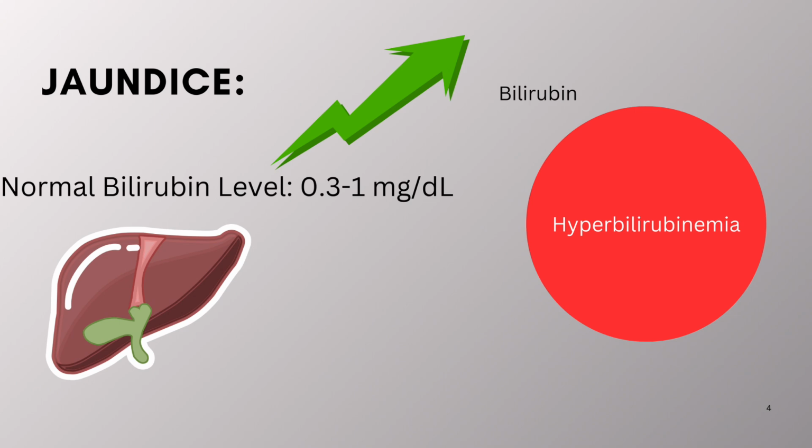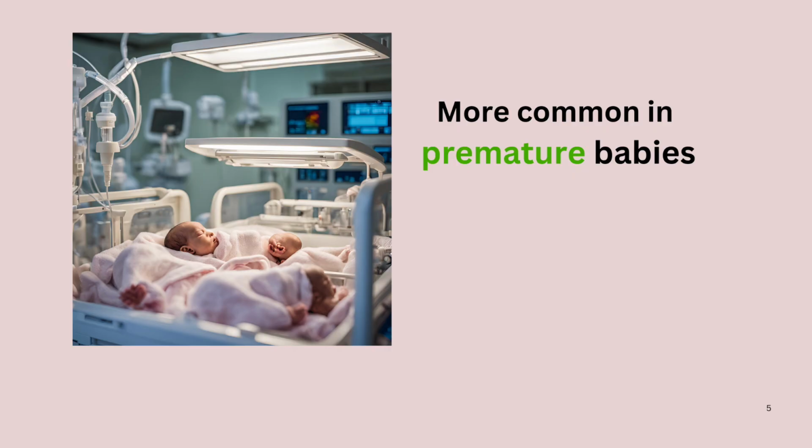Neonatal jaundice is a condition in which a newborn baby's skin and eyes appear yellow due to high levels of bilirubin in their blood. Neonatal jaundice is more common in premature babies. Next, we will see the types of neonatal jaundice.